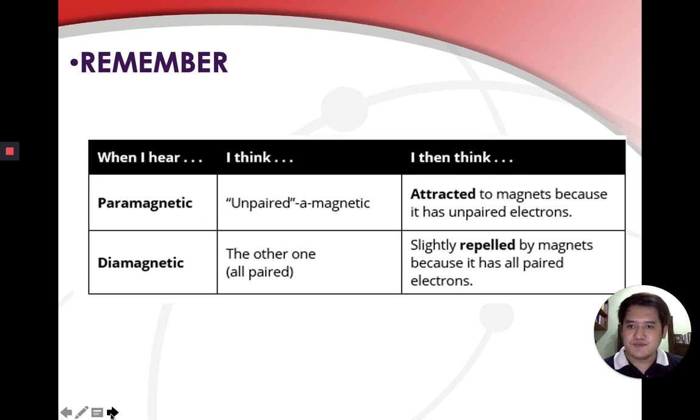Okay, so some simple mnemonic that I just looked up, and this is also not mine, but I think it works. If it's unpaired, it's attracted. So that's paramagnetic. And the other one, if it's repelled, then that's diamagnetic, and all electrons are paired.